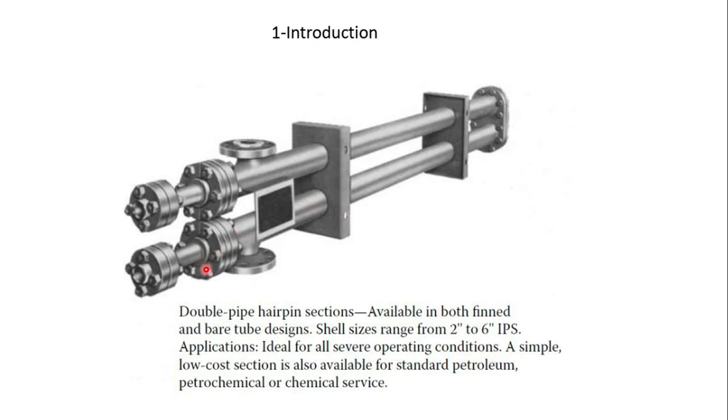The hairpin double pipe heat exchanger can be used in series, right? So there are series configurations as well. This is one hairpin double pipe heat exchanger. This is the inlet and the outlet of the inner tube, right? And this is the inlet and the outlet of the outer tube, or the shell side, right?